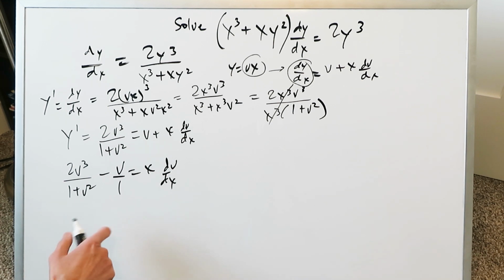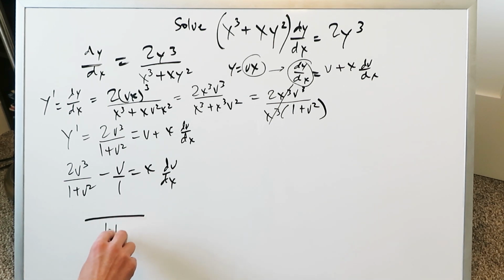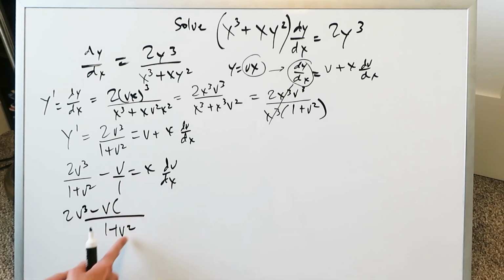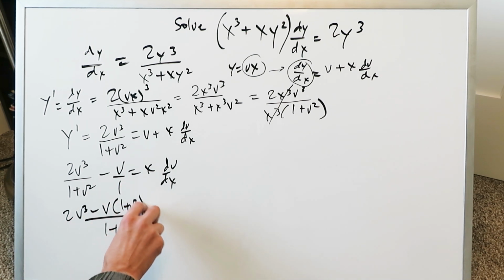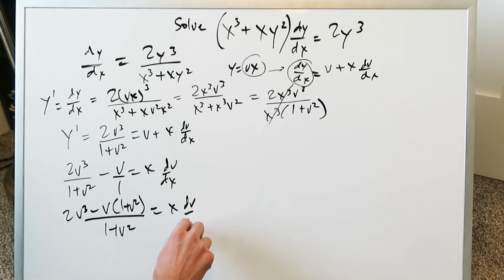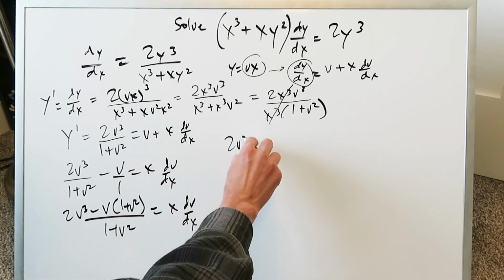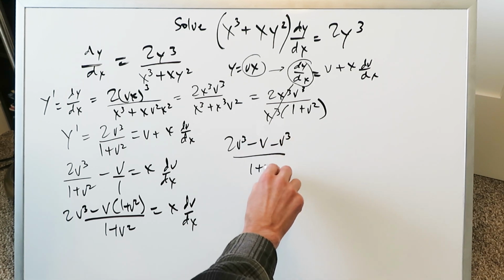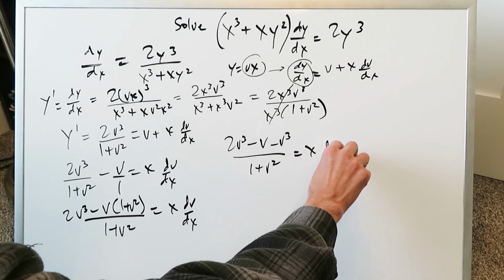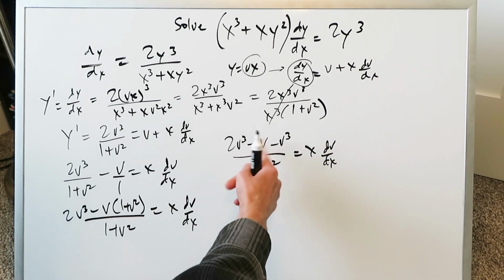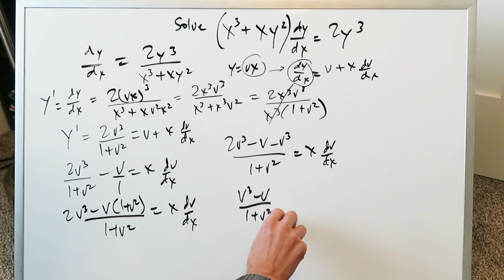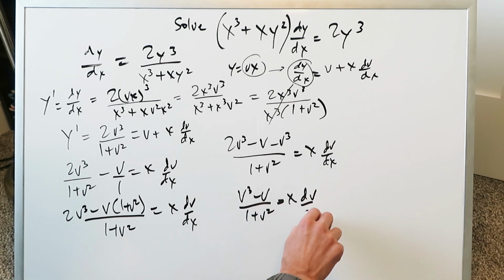When we solve this out, what will you get? You have a common denominator here of 1 plus v squared. You will have 2v cubed minus v times (1 plus v squared), is equal to x dv over dx. You'll have to open this up. When you open it up, you have 2v cubed minus v cubed over 1 plus v squared is equal to x dv over dx. Clean this out on the top. You're looking at v cubed minus v over 1 plus v squared is equal to x dv over dx.